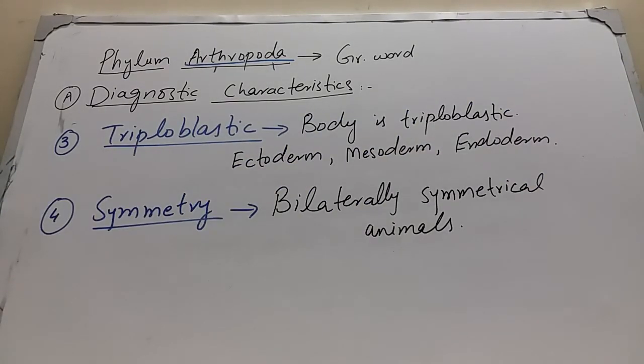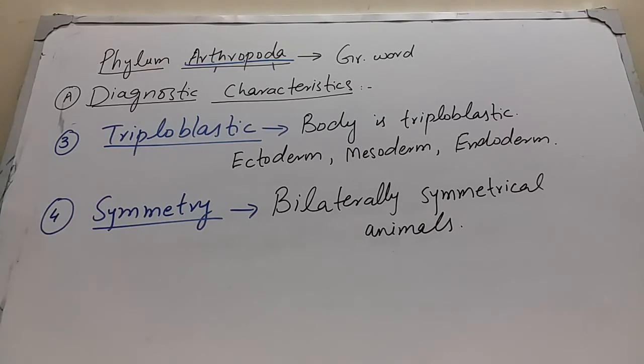Third point is triploblastic. Triploblastic means made up of 3 layers. Arthropod's body is triploblastic, that is, it is made up of 3 layers. Outer layer is ectoderm, middle layer is mesoderm, and the inner layer is known as endoderm.